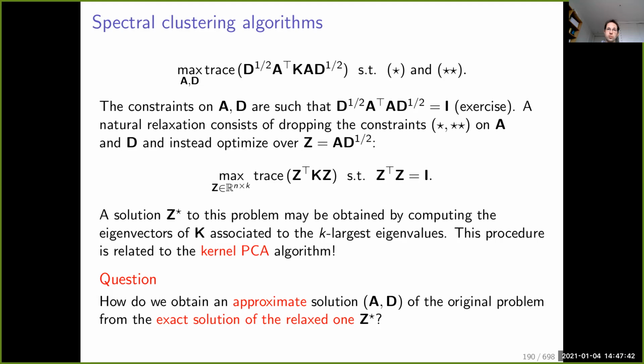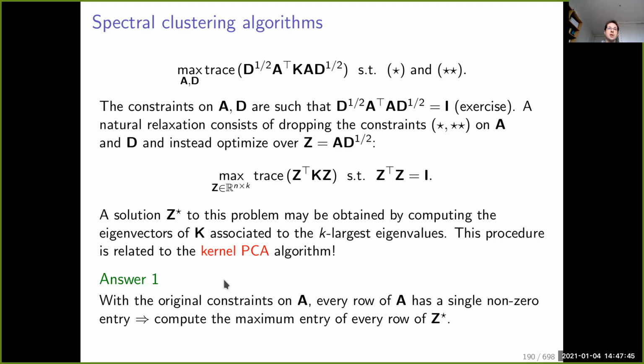So something you can do is simply observe that Z is related to A up to a normalization factor. With the original constraints on A, every row of A has a single non-zero entry, which is 1. So naturally, what you can do is to simply take Z and binarize it, meaning you compute the maximum entry of every row of Z star, and you call that the assignment.